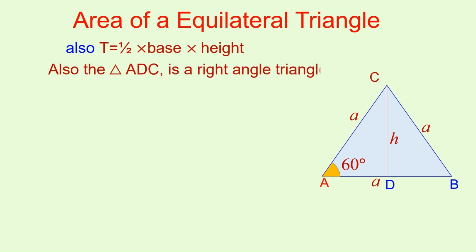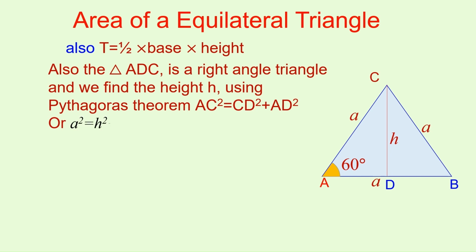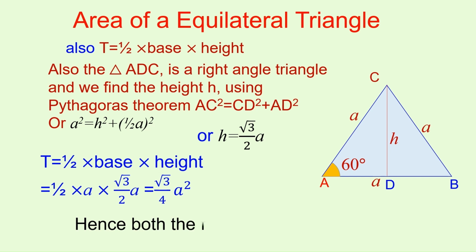Note here, ADC is a right-angled triangle and we can find the height h using Pythagoras' theorem: AC squared equals CD squared plus AD squared, where A squared equals h squared plus (1/2 of A) squared. Put the value in the formula T equals 1/2 times base times height, and we get the area of the equilateral triangle equals square root 3 divided by 4 times A squared. Hence both the formulas give the same result.